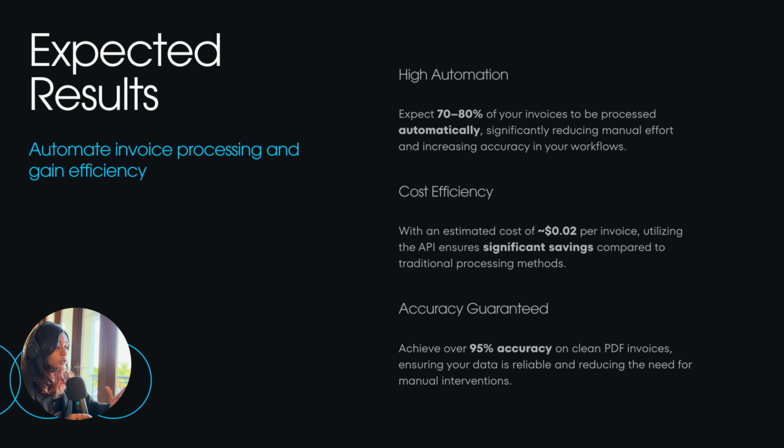So what does this look like in practice? 70 to 80% of invoices processed automatically without human touch. API cost of roughly 2 cents per invoice. Accuracy about 95% on clean PDFs. The other 20 to 30% go to a human review queue, but these are generally edge cases and not routine work. That's a pretty significant shift in how your team spends their time.